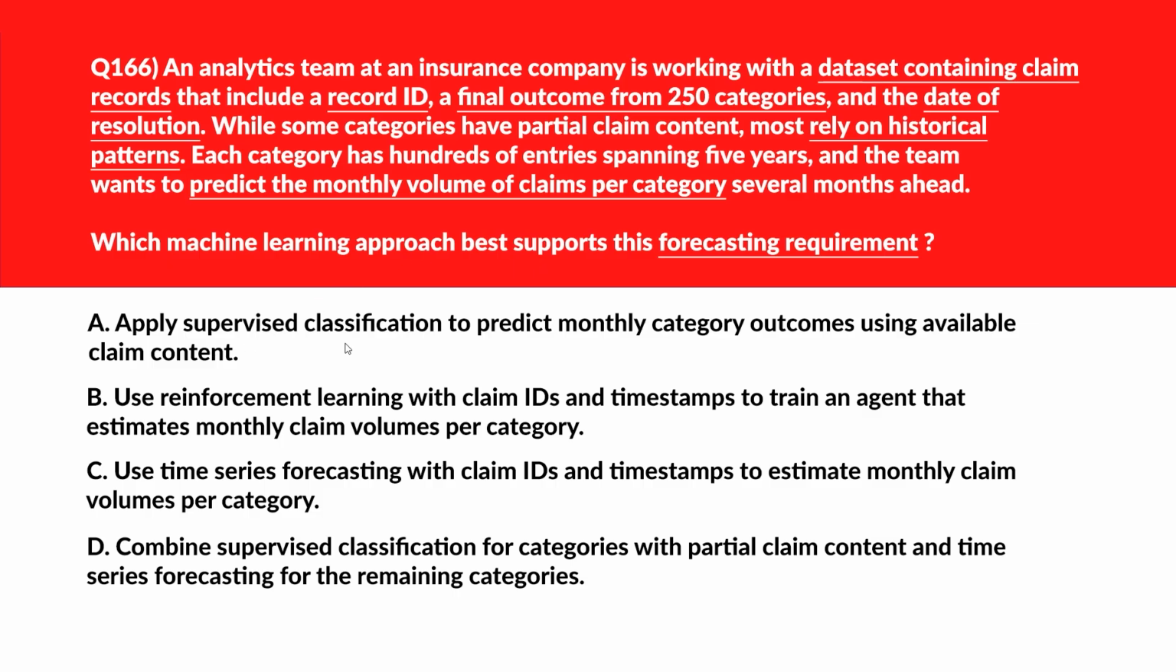Alright, now let's look at this question. Option A says apply supervised classification to predict monthly category outcomes using available claim content. Supervised classification using claim content predicts category labels, not future volume trends over time. Incorrect. We'll move to B.